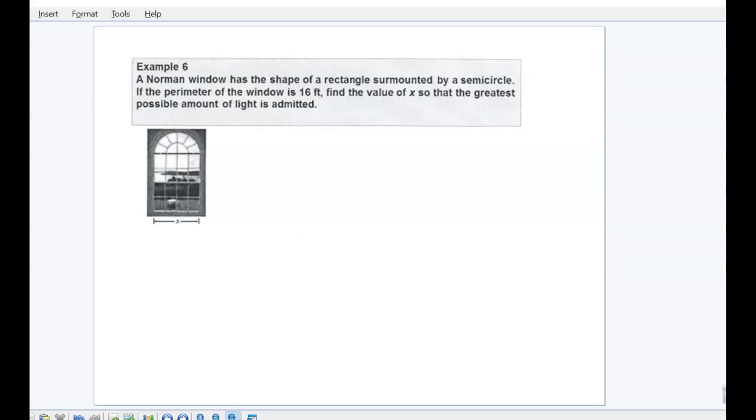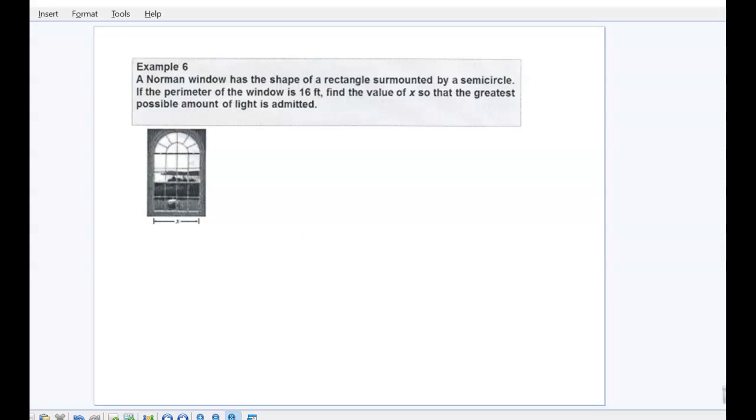In the last section of 4.4 optimization problems, we're going to look at a few more challenging examples in relation to max-min problems. And our next example has a Norman window, which has the shape of a rectangle surmounted by a semicircle. If the perimeter of the window is 16 feet, find the value of x so that the greatest possible amount of light is admitted.